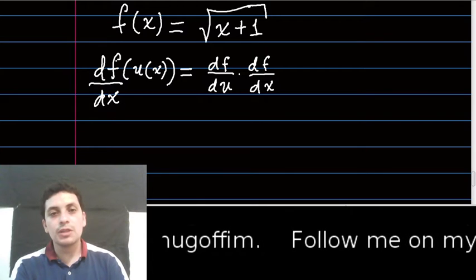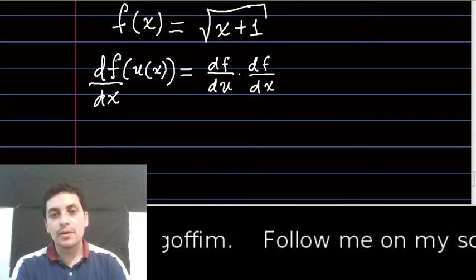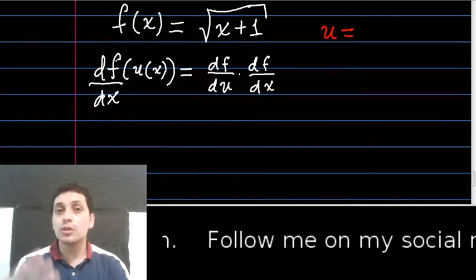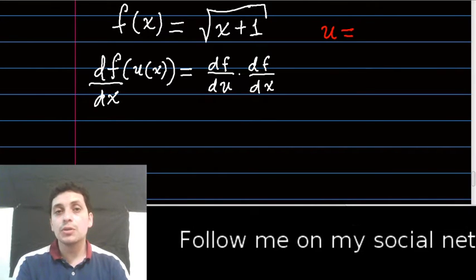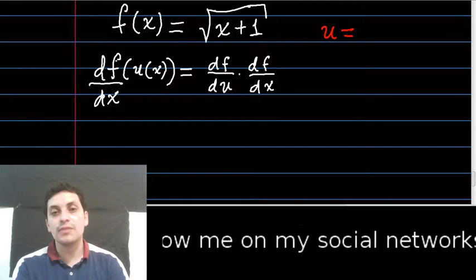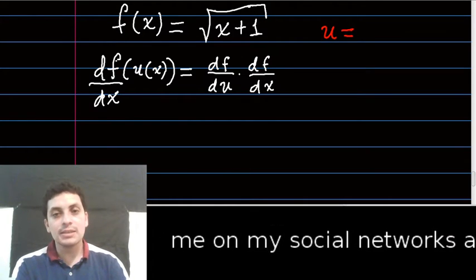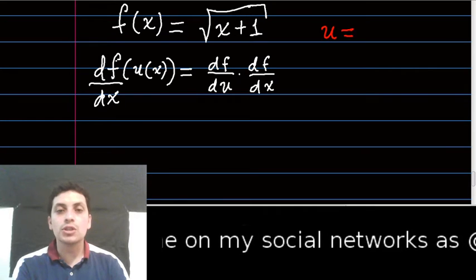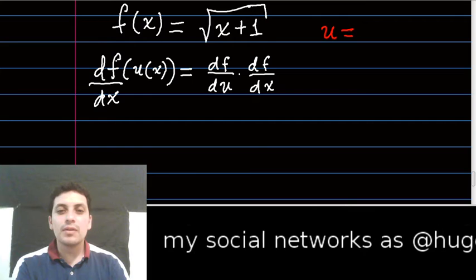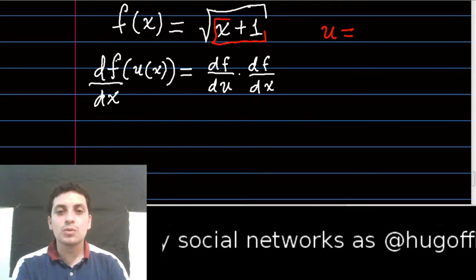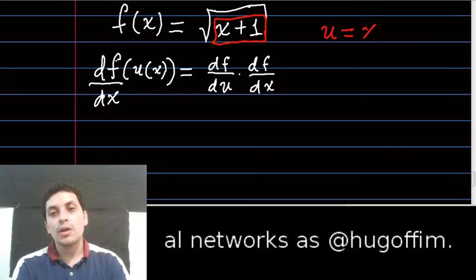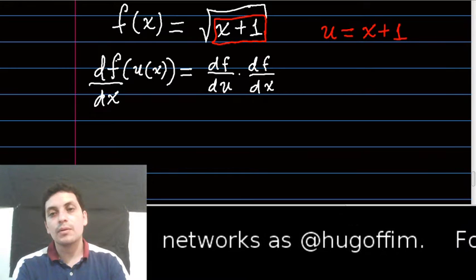So first we need to find u. What is the term we're going to replace as u in order to have a function that is easy to differentiate? So in this case, you can see that this is a root function, okay? A square root function. So the term inside the square root is the one that we're going to call u. Okay?